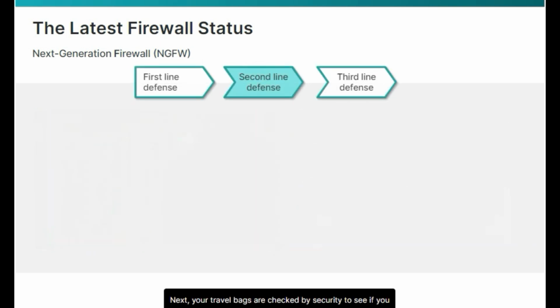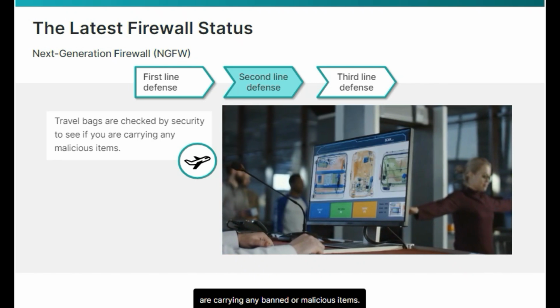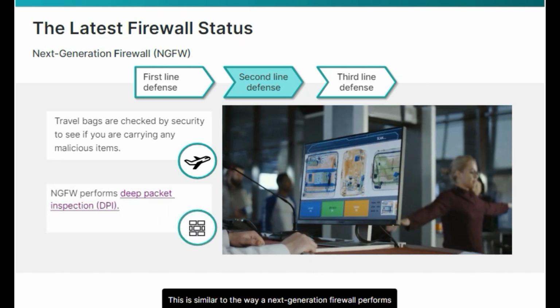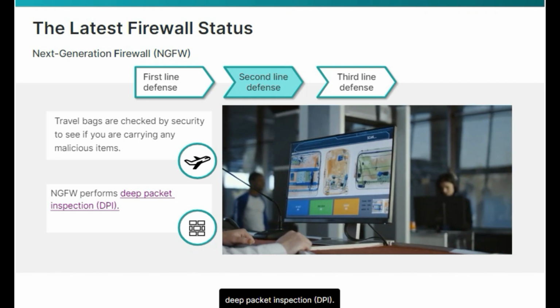Next, your travel bags are checked by security to see if you're carrying any banned or malicious items. This is similar to the way a next-generation firewall performs Deep Packet Inspection, DPI.